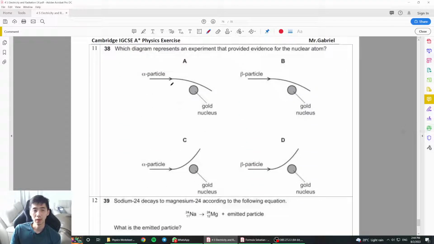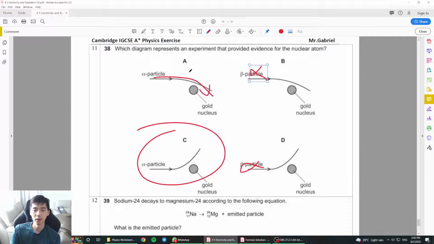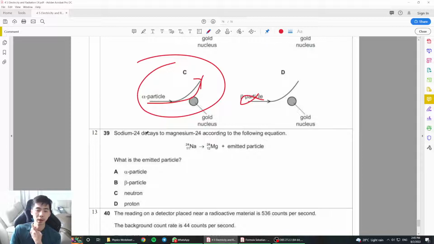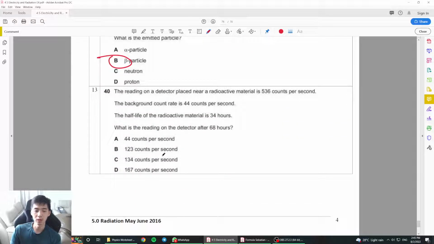Right. And from here, which diagram represents the experiment that provides evidence of a nuclear atom? Definitely not beta particles, right? Nuclear atom, obviously this one, right? Why will the gold nucleus attract the alpha particle? If anything, it's going to deflect it away because the nucleus contains positive charges. Sodium 24 decays to magnesium 24 according to the following equation. Emitted particle, only explain so much, is beta.